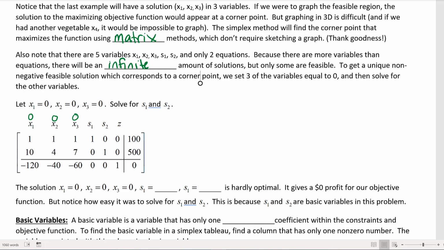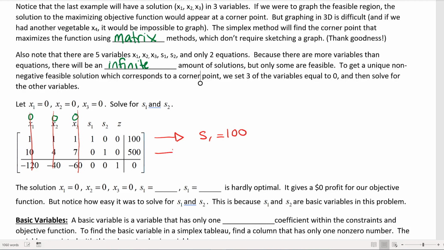Plus 1 times x2, but x2 is 0, remember? So that's 0 as well. Plus 1 times x3, but x3 is also 0. So it's as if these columns, x1, x2, x3, because they're equal to 0, when I multiply the coefficients times 0, it's as if they don't exist. So when I rewrite the first equation here, this is going to get me s1 plus 0 s2 plus 0 z, so I'm not going to write those, equals 100.